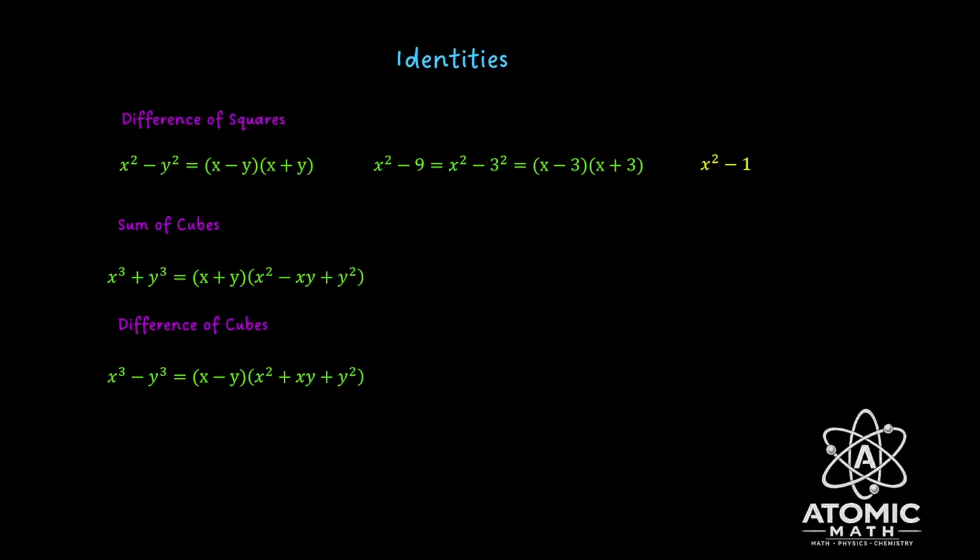Another example that people don't always see is this, x squared minus 1. You need to recognize that that is x squared minus 1 squared, because 1 squared is 1. So really, you have to think of it like this.